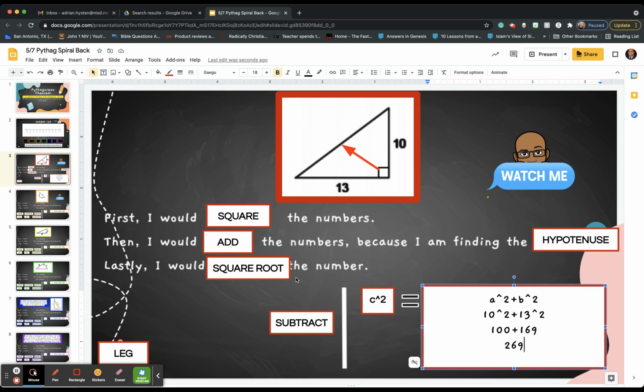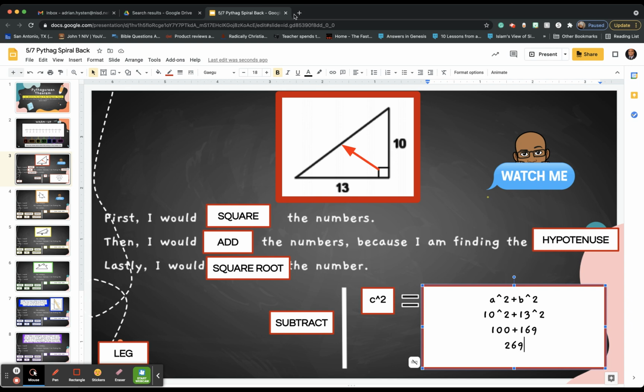Well, the last step is I would square root the number. And remember, square root means what number times itself would make 269? I wonder if I can do this in my head or if I should be using a calculator. I don't know. I feel like I should use a calculator.